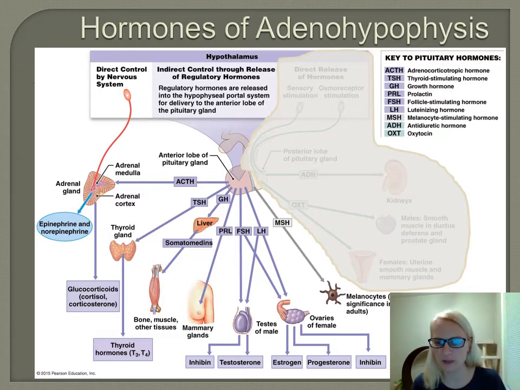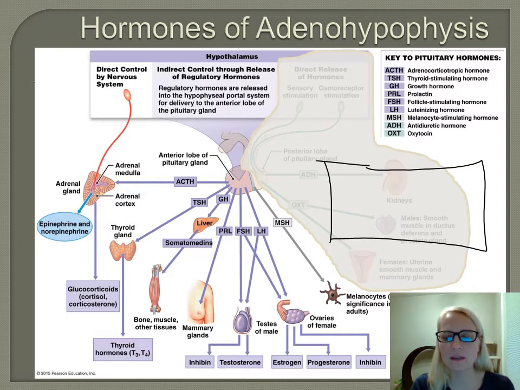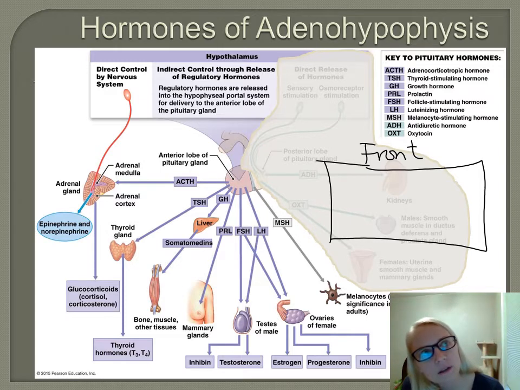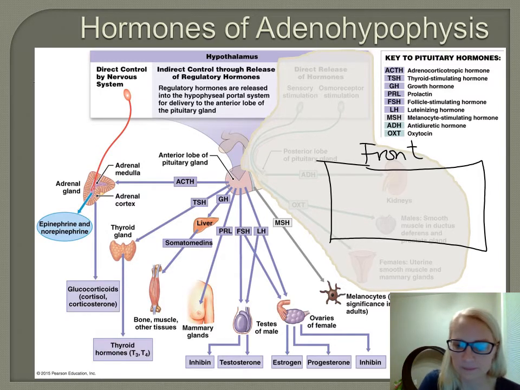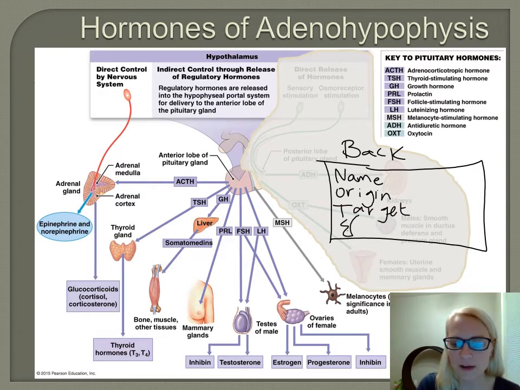I don't have a lot of blank space like I would on a board, so I'm just going to write it over this. So let's say this is the front of your flashcard. Let me back up. Let's start with the back first. So you need to know the name. You need to know the origin, right? So like, where does it come from? You need to know its target, and you need to know its effect.